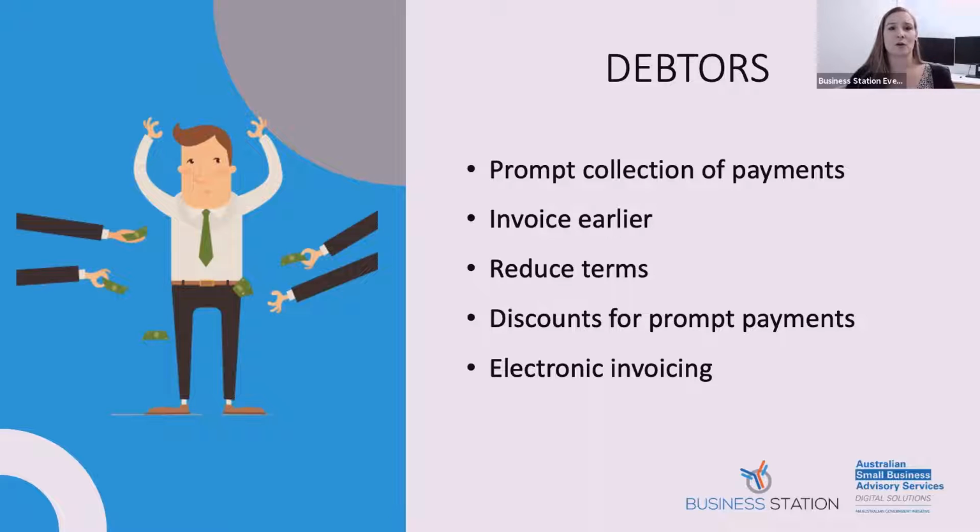Now, the ATO has determined that it can cost over $30 to process a paper or a PDF email invoice, compared to about or less than $10, they've said, for an e-invoice. So just that alone is a cost saver from a cash flow perspective. So keep that in mind.